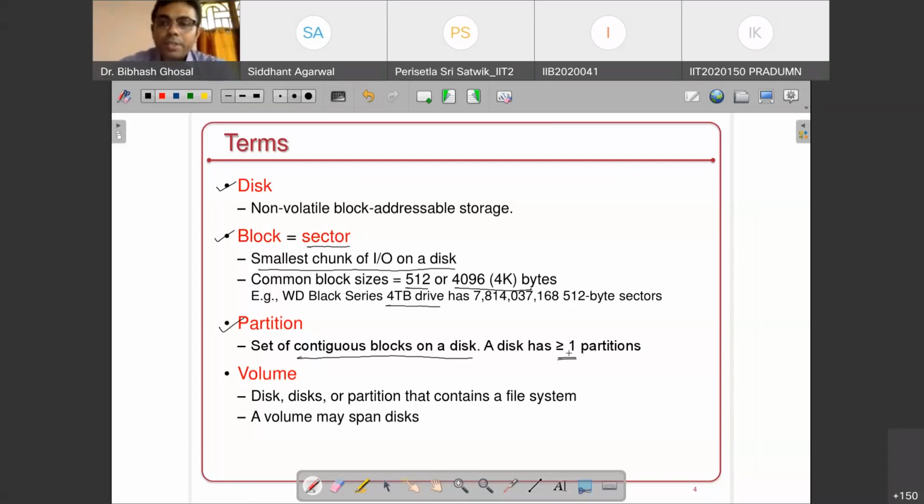Now, when you format your disk, how many of you have formatted a disk? Or you may have at least installed an operating system on your computer. How many of you have done that? Siddhant says yes. Anyone else? Have you installed your operating system? Only one?